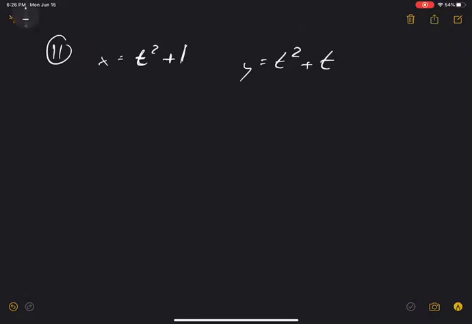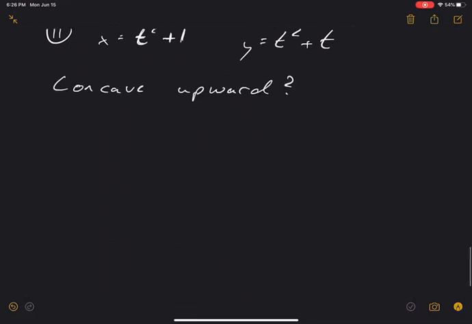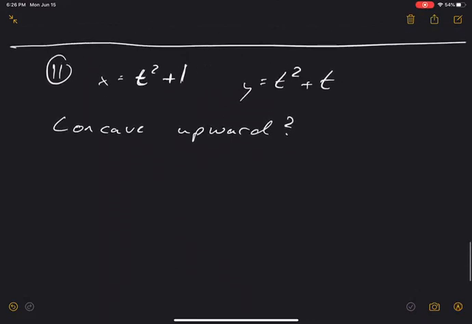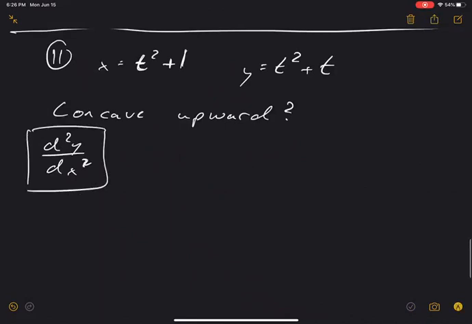So first, the problem says, where is the curve concave upward? How do I begin to solve this problem? I need to find the second derivative, d2y over dx squared. My curve is going to be concave upward where this thing is positive. But first step, finding the second derivative.